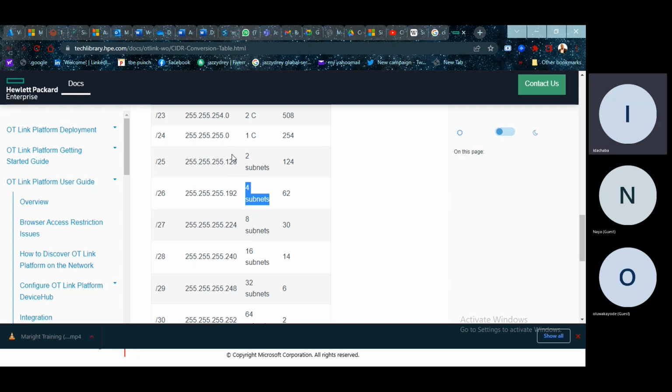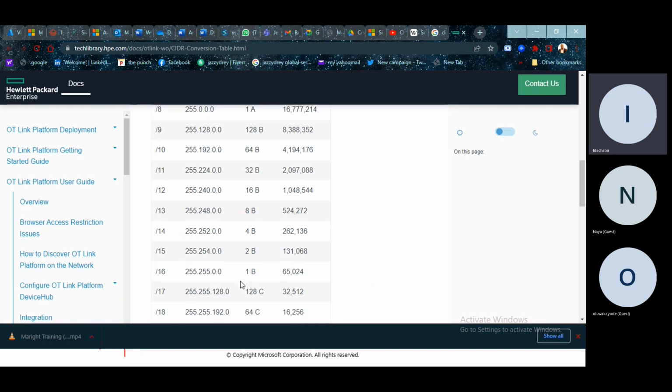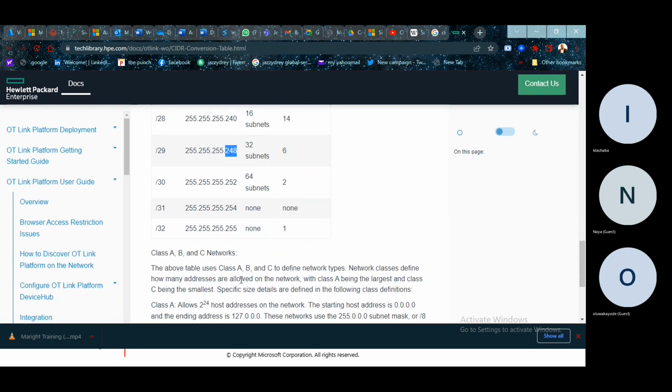See your subnet mask. After 0, you have 128. After 128, you have 192. After 192, you have 224. After that, you have 240. You have 248. Then you have 252. I think you should understand this better, since you are doing networking now.